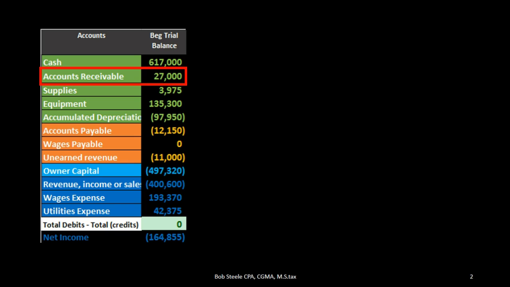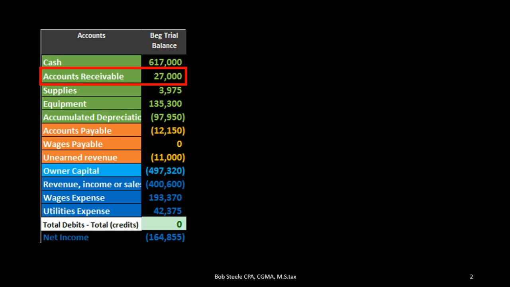If we were the owner of the company, we might ask our accounting department, how much money do people owe us? In this case, $27,000 would be the reply. The next follow-up question would most likely be, who owes us that money? And have we called them? When are we going to get paid that money?